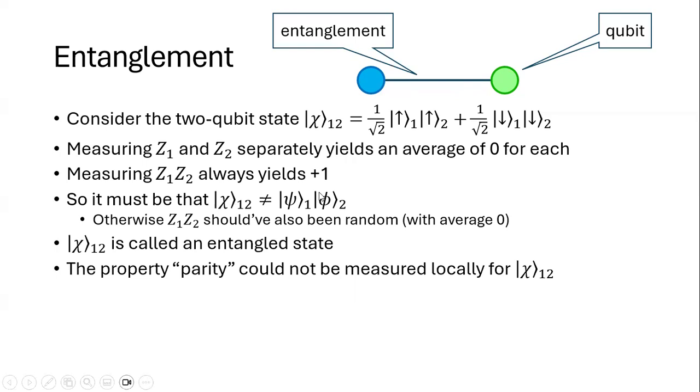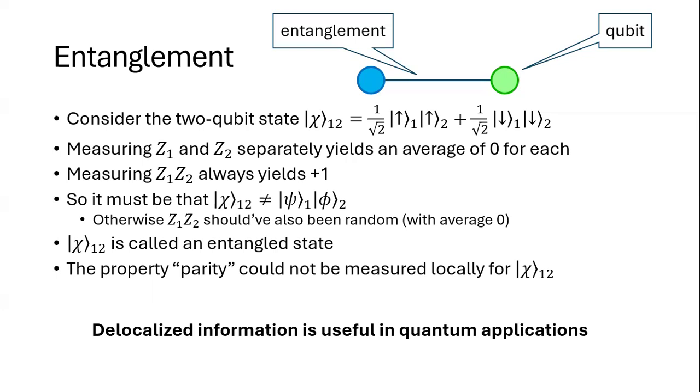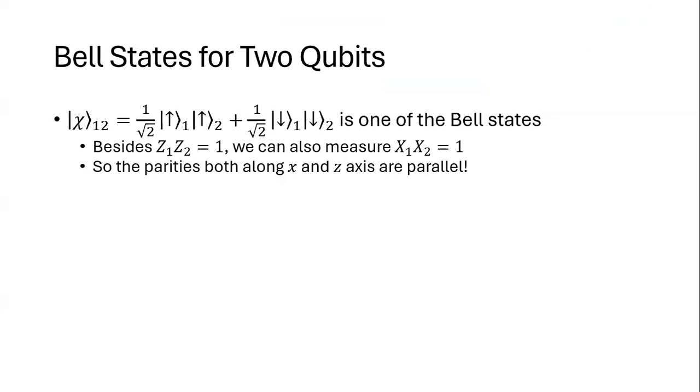Right. So for these states, as we've shown, parity cannot be measured locally. You can't just measure each spin separately and then make a claim about what the parity value should be. So this means that there's some information, in this case parity, which is encoded in non-local degrees of freedom. So this delocalization of the parity information has its uses in various quantum technologies. And that's kind of the motivation behind why entanglement is useful.